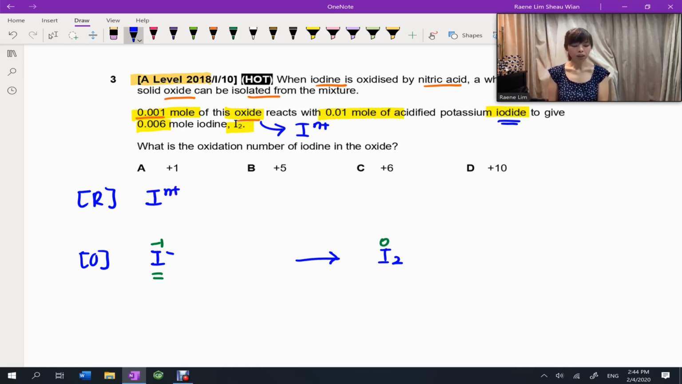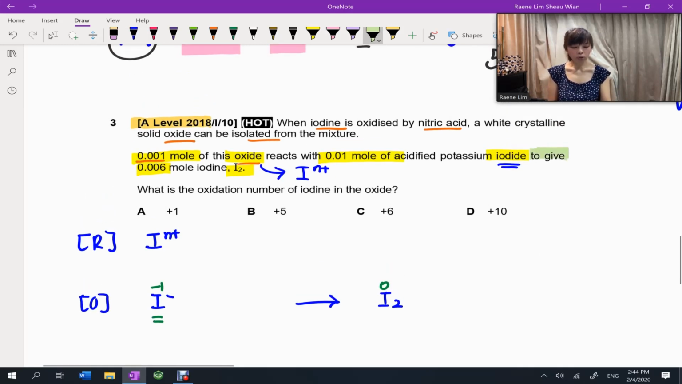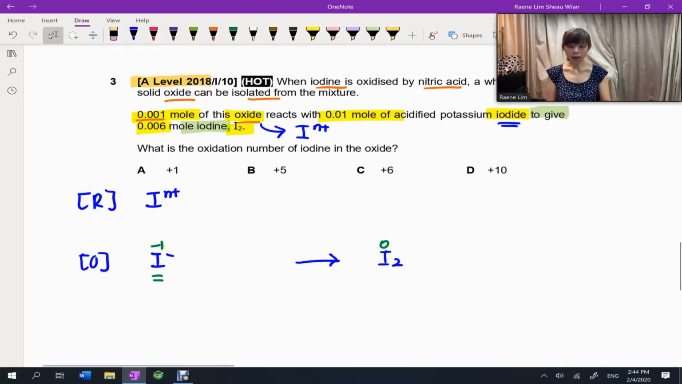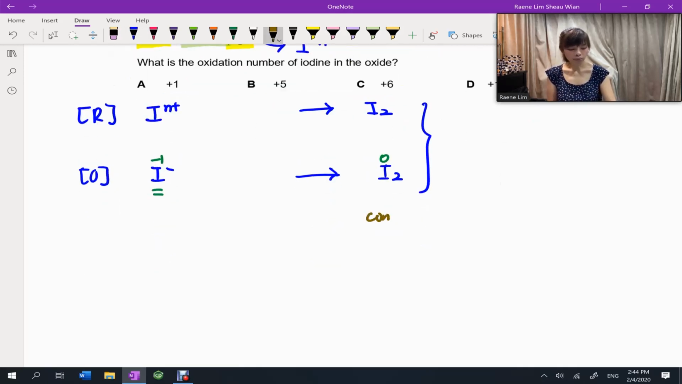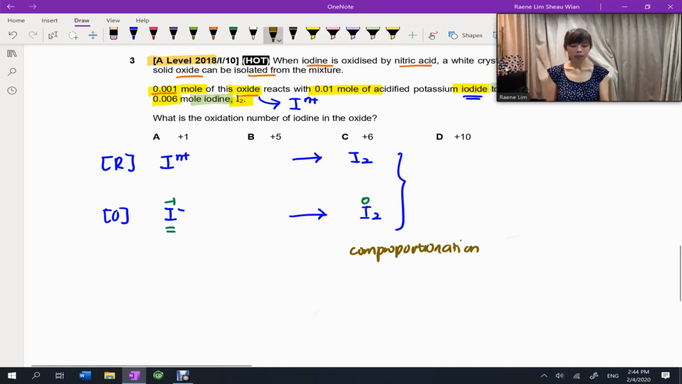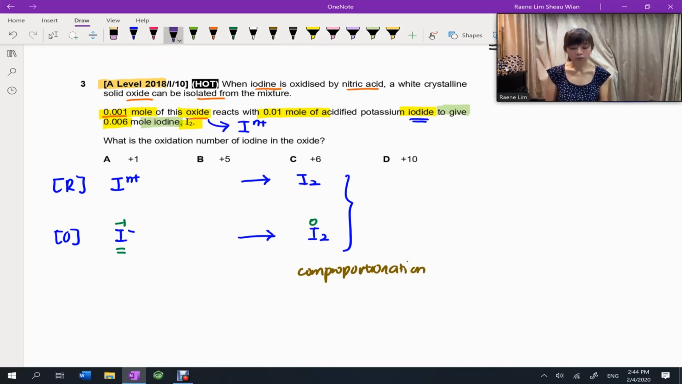Now, both of them react to give only iodine. So your iodine oxide, represented by In plus, is also forming iodine, right? So this is a reduction. What we have here is two different reactants, one reduced and one oxidized, giving one similar product. This is what we call a comproportionation. So instead of disproportionation, it's a comproportionation, right? Now, what other information did they give?